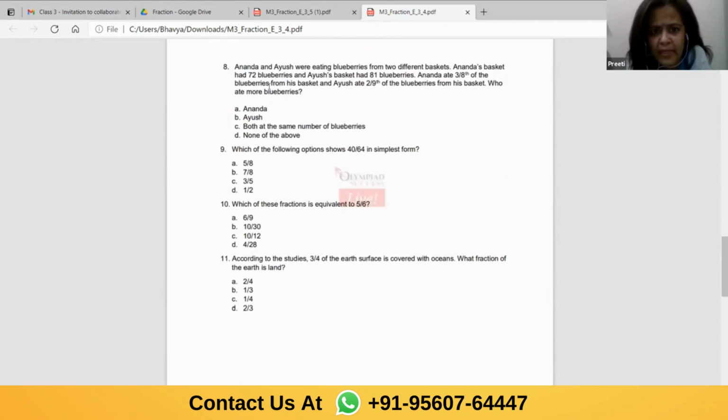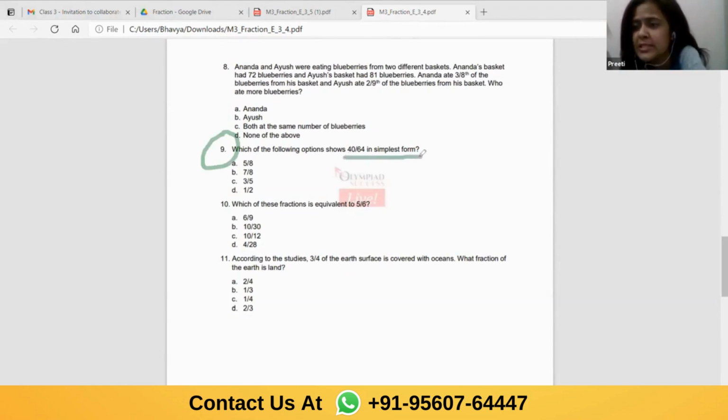9th one. Look at 9th question. Which of the following options show 40 by 64 in simplest form? Now children, simplest form means you have to reduce this fraction as much as you can. So think now and tell me, do they come in any common table?